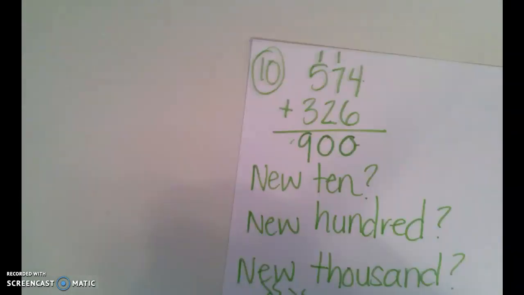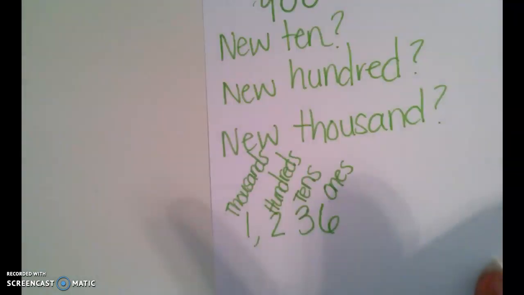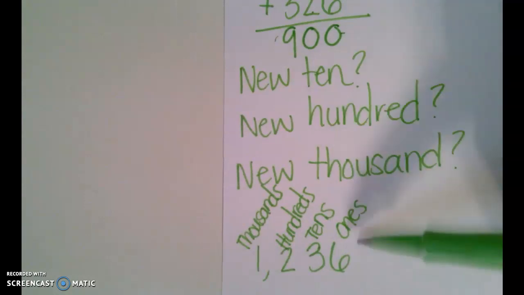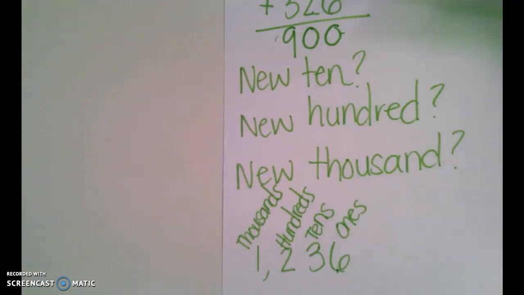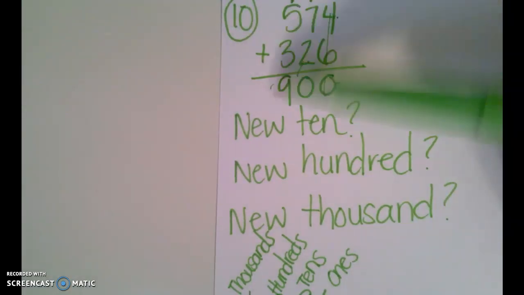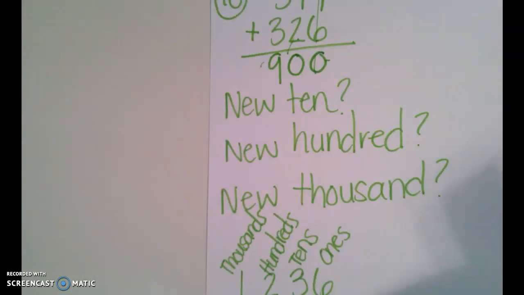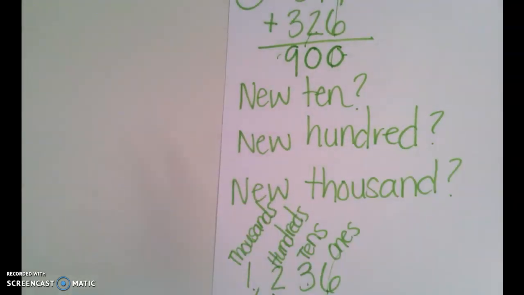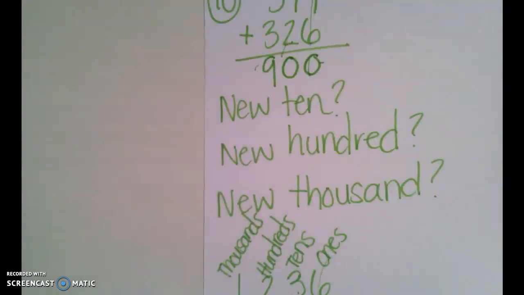Before I begin, I thought I would show you the place values. So the ones is right here. Remember, it goes ones, tens, hundreds, and then the place value next to the hundreds is called the thousands.